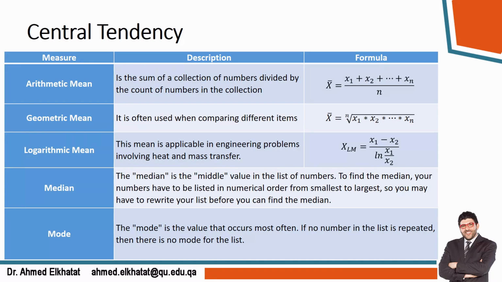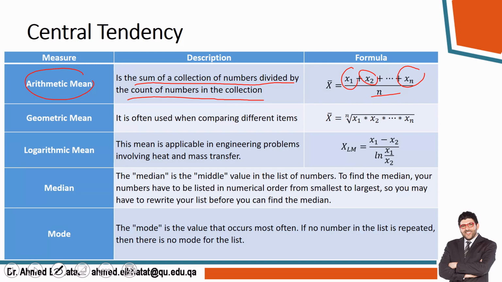Now, if I have a set of data and I want to measure the central tendency in terms of arithmetic mean, it can be done by the sum of a collection of numbers divided by the count of numbers in the collection. So this means x1 plus x2 plus until xn, divided by n.